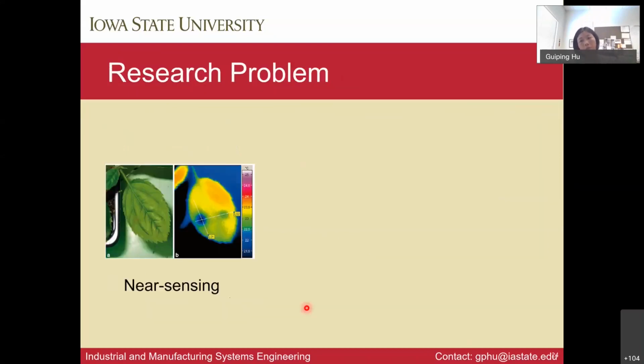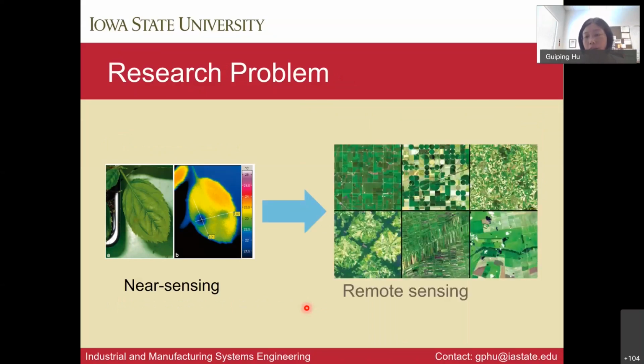And the research problem we are trying to address here is that traditionally, this detection has been what's called near sensing, which is you take a closer look at the leaves and detect whether there is disease. What we are trying to do in this study is remote sensing, because from a system analysis perspective, in order to really make this useful, you need to zoom out and think about how we can apply this when we have a big field, right? When we have multiple fields.